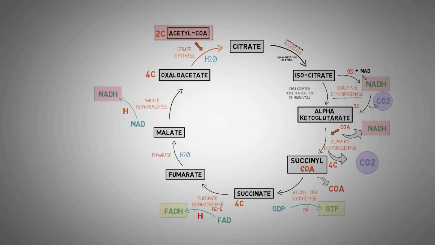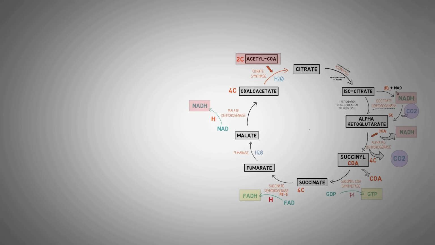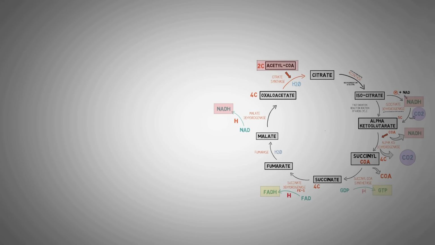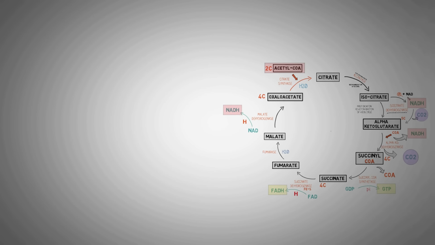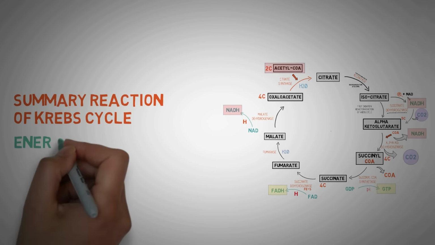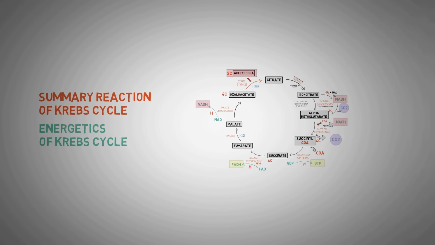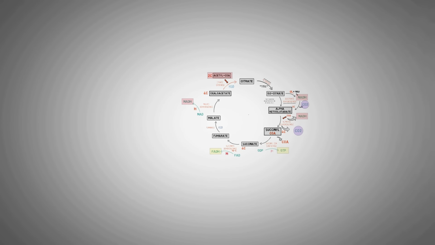Now there are a few other important concepts regarding the Krebs cycle that you must understand to have a complete knowledge about this biochemical cycle. The first is the summary reaction of this cycle. And the second is the energetics of this cycle, meaning how many ATPs are produced for every 1 molecule of glucose that enters this cycle. So first, coming to the summary reaction of the Krebs cycle.